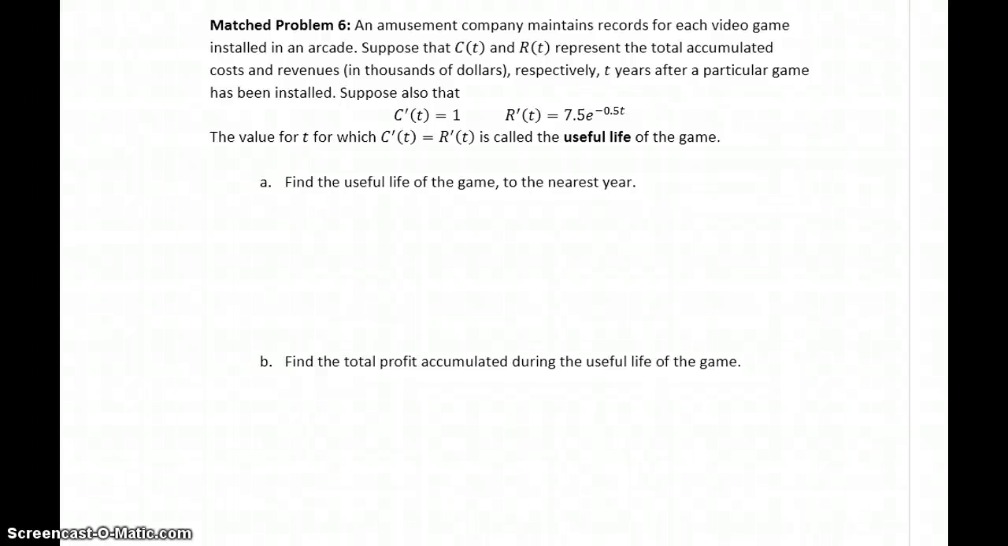In math problem 6, we have an amusement company that maintains records for each video game in its arcade. C(t) and R(t) represent the total accumulated costs and revenues in thousands of dollars, and t represents time in years after a particular game has been installed. So we have a marginal cost function, a marginal revenue function, and in part A, we want to find the useful life of the game. And we're defining useful life as when costs equal revenue.